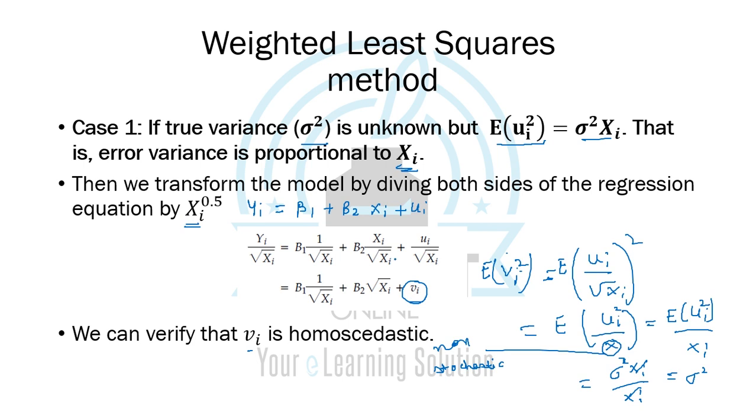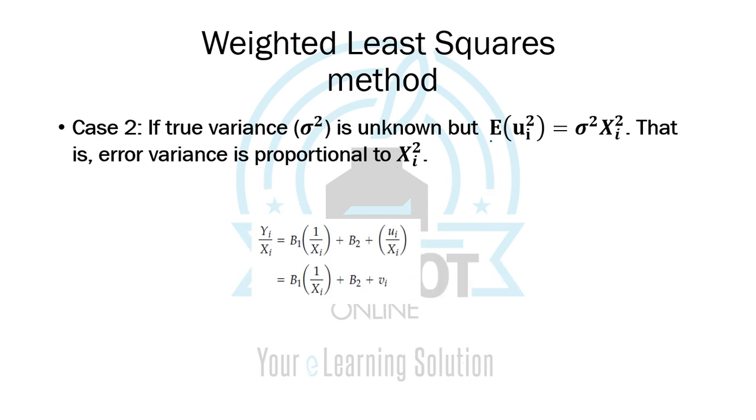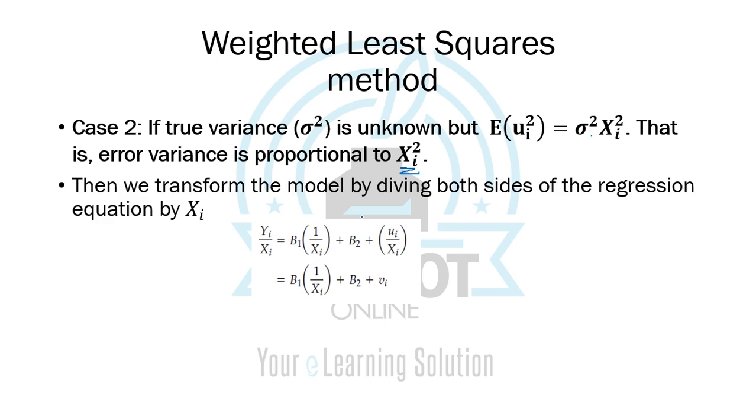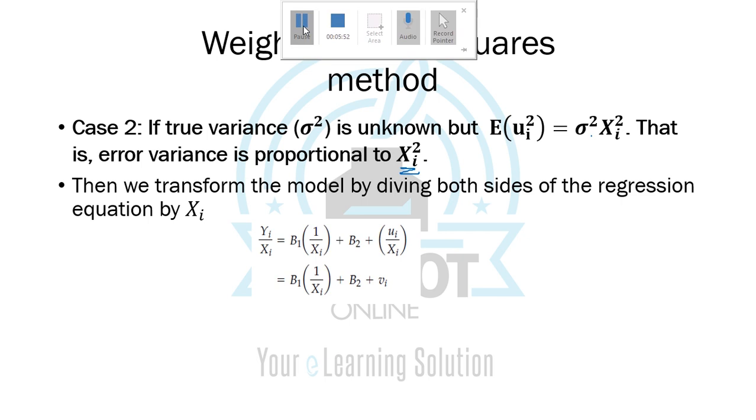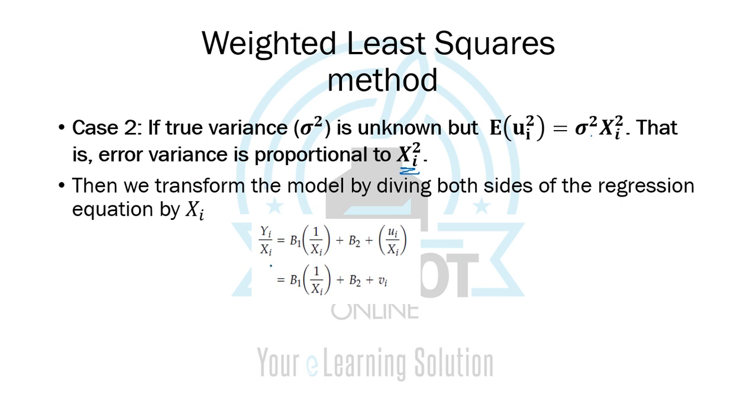There's one more case under the case where the true variance is not known to us, but this much information is given: the expectation of ui square is equal to sigma square times xi square. That is, the error variance is proportional to xi square this time. So in such a case, we transform the model by dividing both sides of the regression equation by xi, and everything else remains the same. Let me also write the original model here: yi is equal to b1 plus b2 xi plus ui.